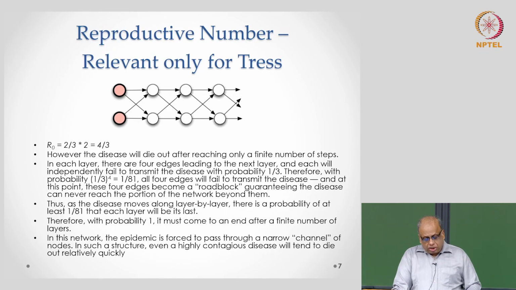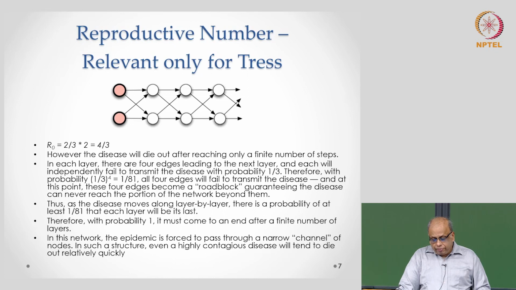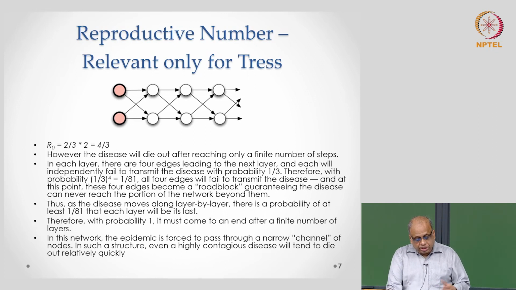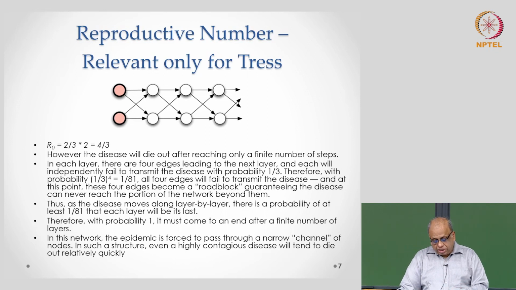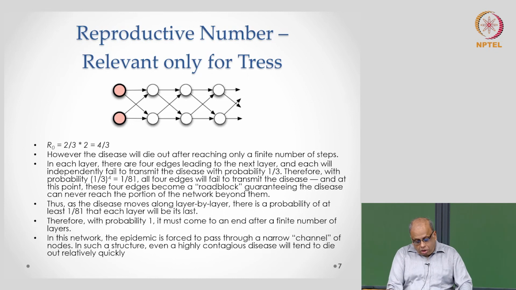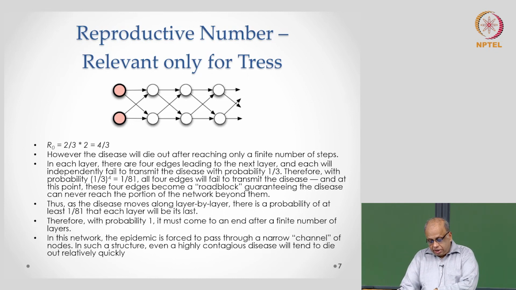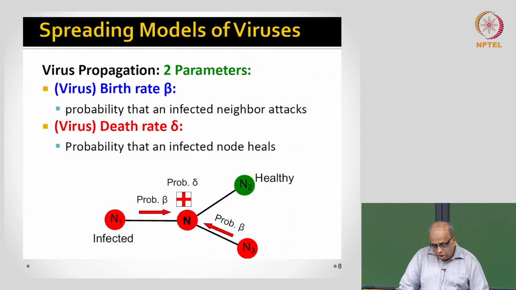So in our case, for this small network, the reproductive number is only relevant for trees, and there are other more complex models. But in some situations, even if the reproductive number is more than 1, the disease may not spread, or if it is less than 1, still the disease may spread. So here the reproductive number is 2/3, but the disease will tend to peter out after some time. So the structure of the social network also matters.